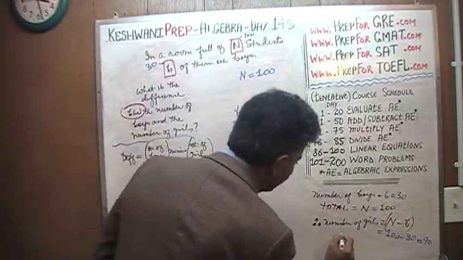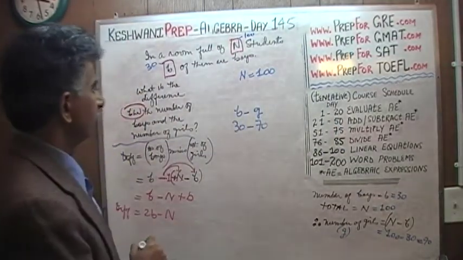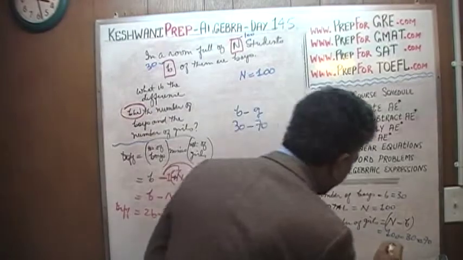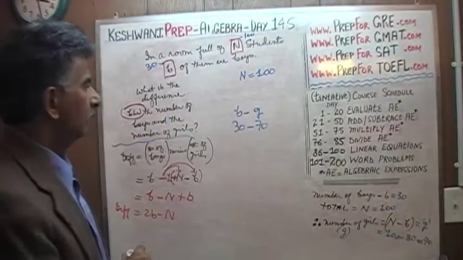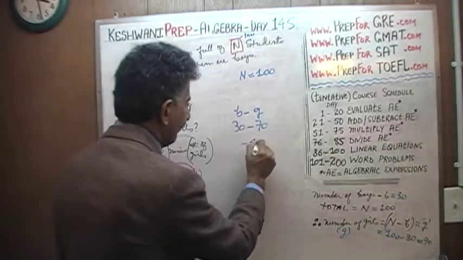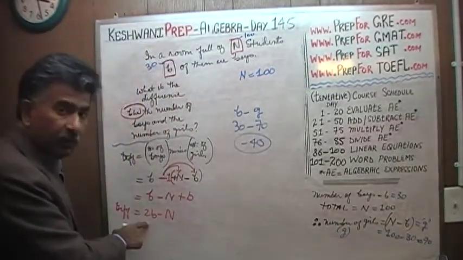The number of girls is what I'm calling G right now, which I never introduced here, but that's what G is. N minus B equals G, which is the number of girls. The difference is a negative 40. This expression better give us negative 40.